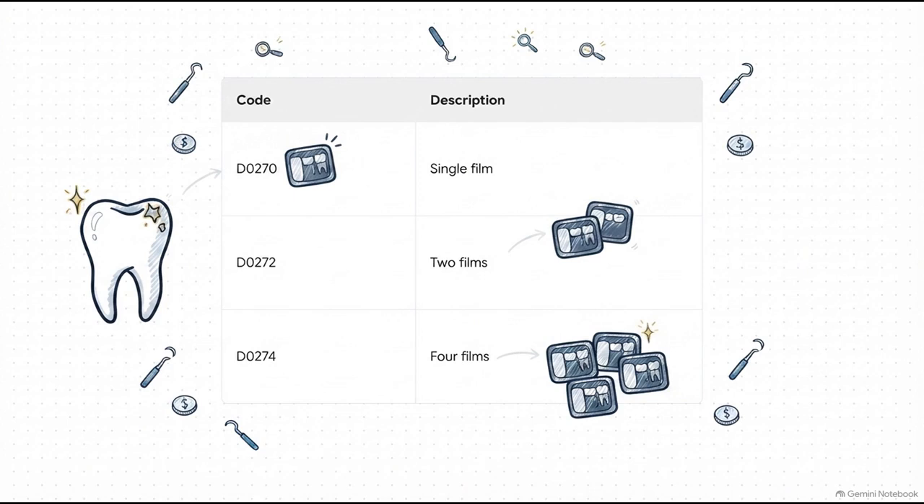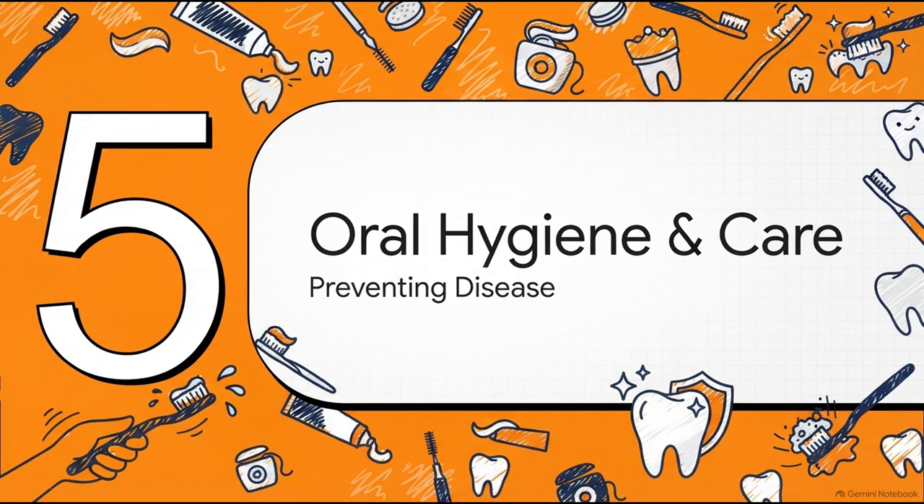You don't just use a generic code. Depending on the number of films taken to get that clear view between the teeth, you're going to select from this specific family of codes. D0270 is for a single film, D0272 is for 2 films, and D0274 is for 4 films. These can often be billed separately, or in addition to other specific diagnostic codes, always with the primary goal of detecting decay.